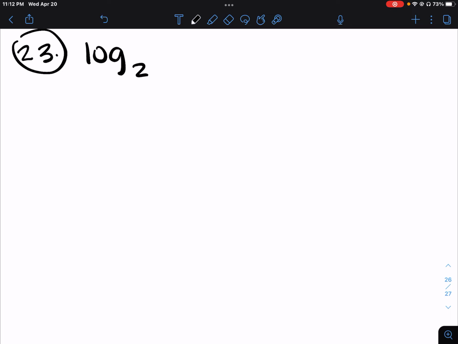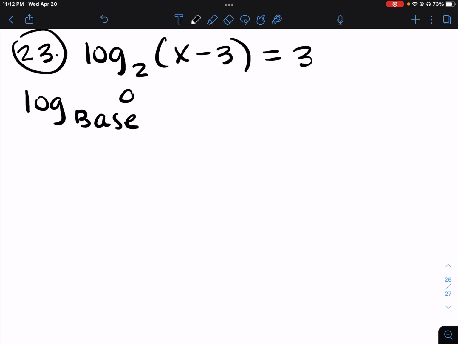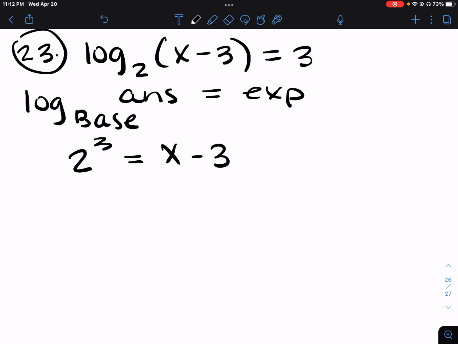Solve an equation. Logarithms are in the form base, answer equals exponent. So that means 2 is the base, 3 is the exponent, and x minus 3 is the answer. 2 times 2 times 2, and get x by itself.